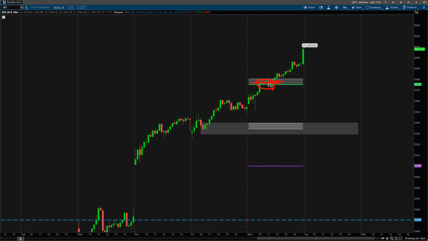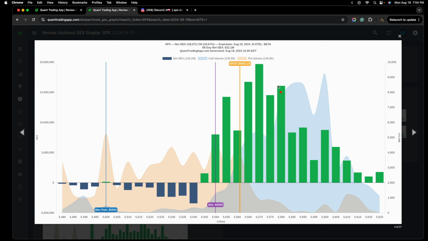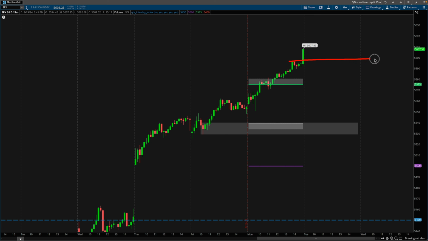Once price starts holding above it, it's naturally going to want to start gravitating towards the next high gamma exposure strikes. That becomes 580. We see 5600. This is 5600. Look at how price starts trading around that level before we have a little end of the day pop here.